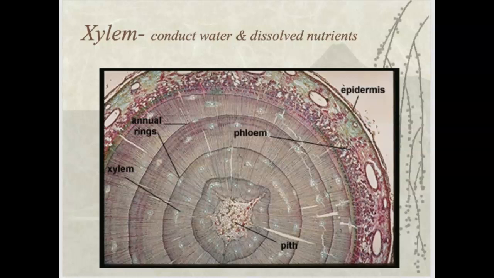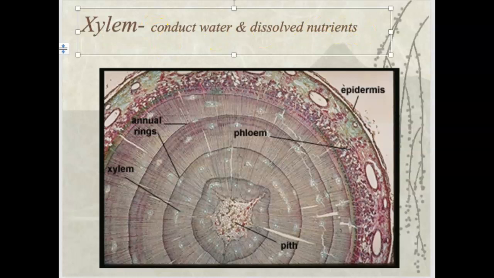Okay. So xylem primarily conducts water and dissolved nutrients from the roots to the stems and the leaves. So it primarily conducts this fluid up. Water enters the plant in the root system through osmosis, gets into the vascular tissue, and then is transported up to the top of the plant, up to the stems and the leaves, through what we'll call capillary action.